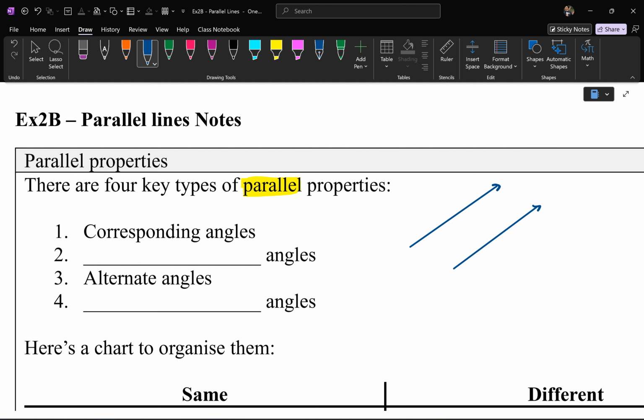Okay? Now, today's lesson, you're going to learn 4 properties. When you have parallel lines, there are 4 key properties and they have 4 names. Okay? First one already filled out is called corresponding angles. The other one, make sure to copy this down, okay?